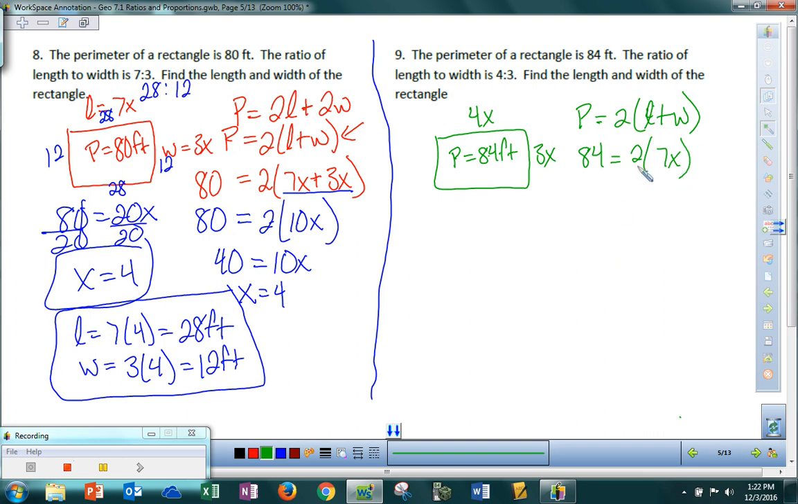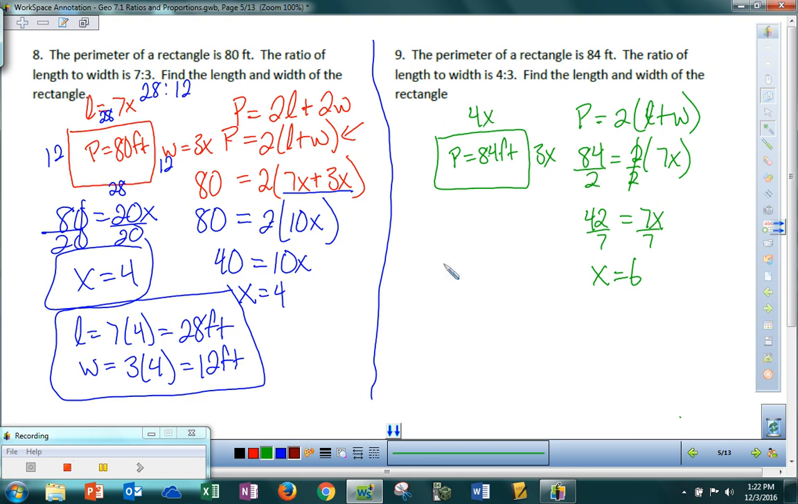Again, two options. I like moving this 2 over to the other side because then I'm dealing with smaller numbers. 8 divided by 2 is 4. 4 divided by 2 is 2. And then you've got 42 equals 7x. Last step here, we just got to divide by 7 on both sides, and x equals 6 for our factor.